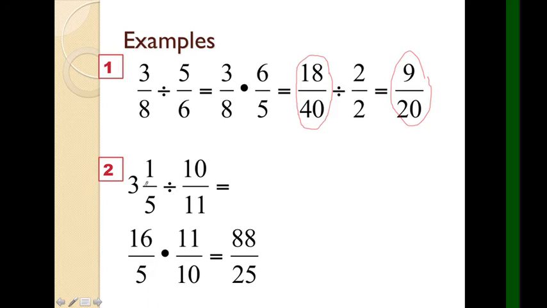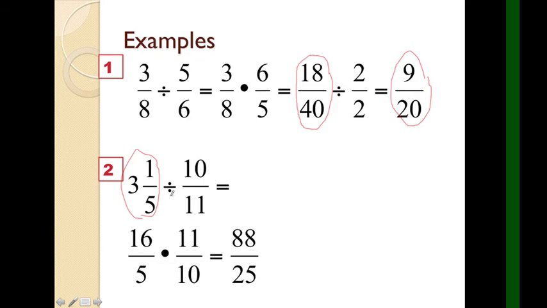Next, we have 3 and 1 over 5 divided by 10 over 11. So for this portion, we need to first make the mixed number into an improper fraction. So, para mangyari yon, ang gagawin lang natin, we need to multiply 5 times 3, 15, plus 1, 16. I repeat, 5 times 3, 15, 15 plus 1, 16. We will just retain the denominator, which is 5. So, therefore, our first term is 16 over 5.